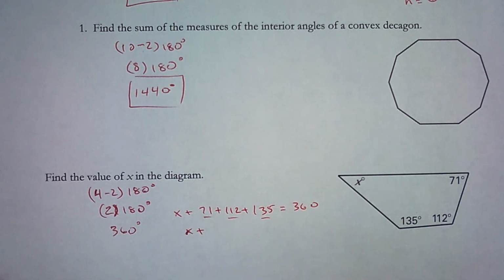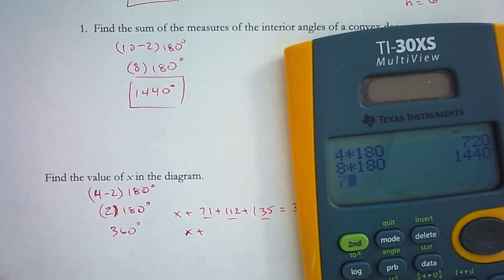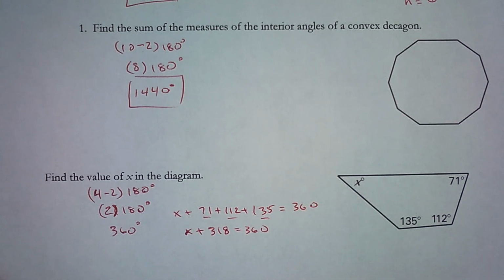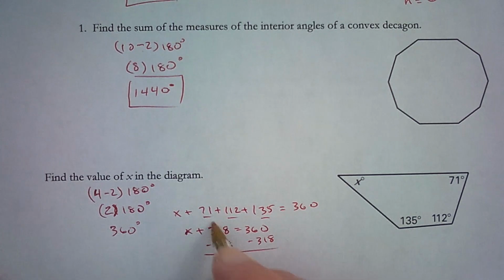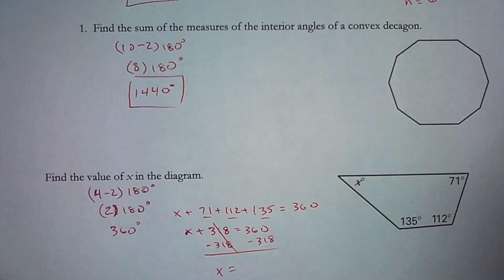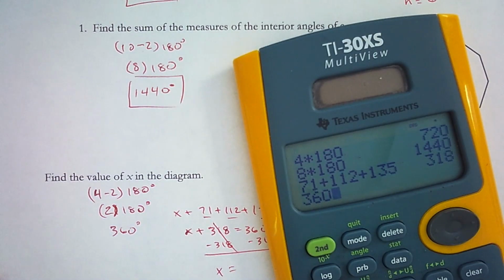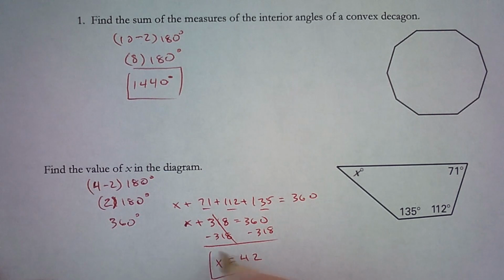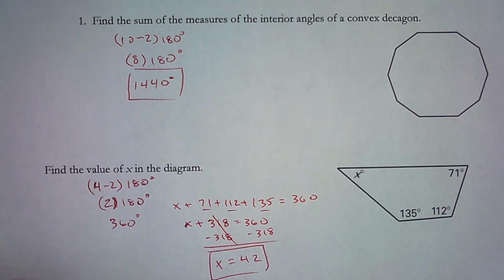Now let's combine these like terms here. 71 plus 112 plus 135 is 318. So x plus 318 equals 360. Minus 318. So I've got 360 minus 318 is 42. So x is 42.